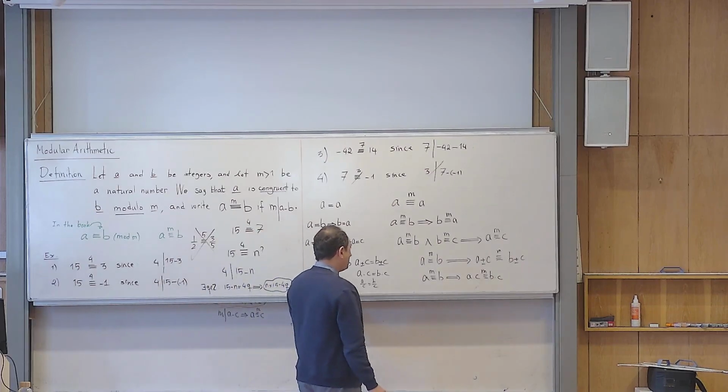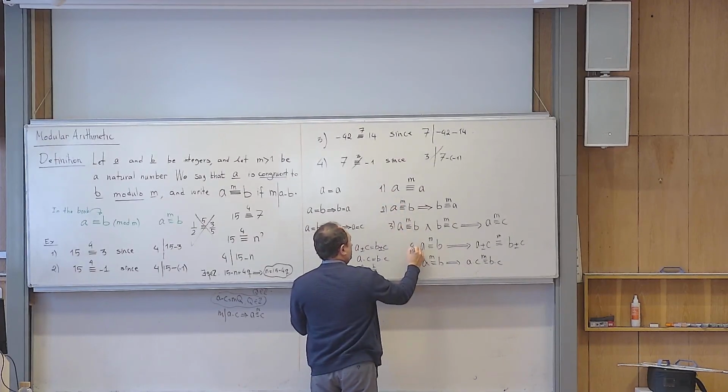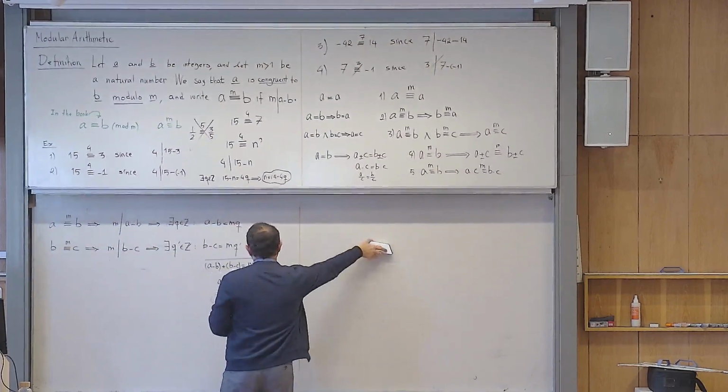So let me write the properties 1, 2, 3, 4, and 5. Okay, let us go more. What happens here?